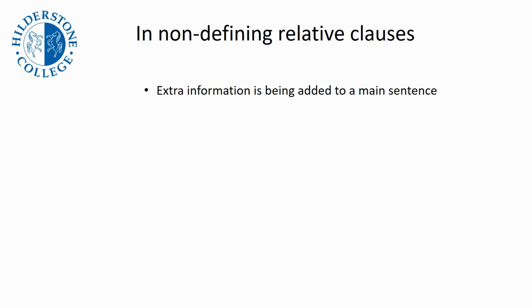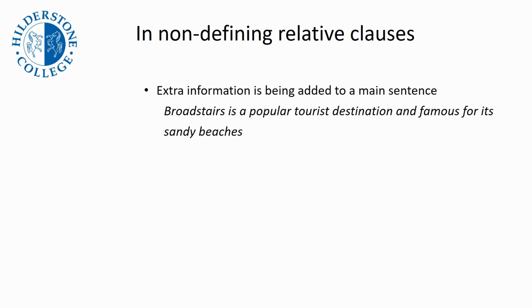And if they're non-defining, then it means that they don't tell us who or what is being talked about. They just add extra information about that thing. So there are always two parts to the sentence in that case. Let's have a look at an example. Broadstairs is a popular tourist destination and famous for its sandy beaches. So we've got two sentences there joined by "and", which is what we call a conjunction.